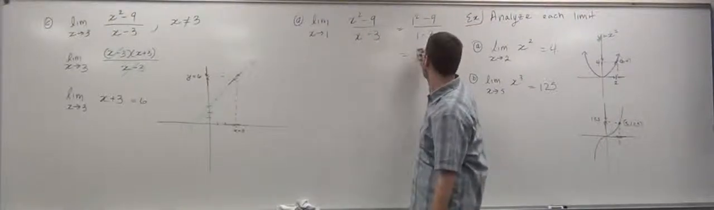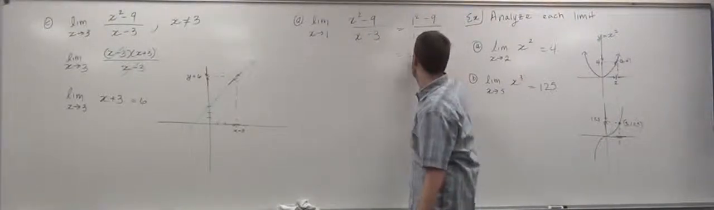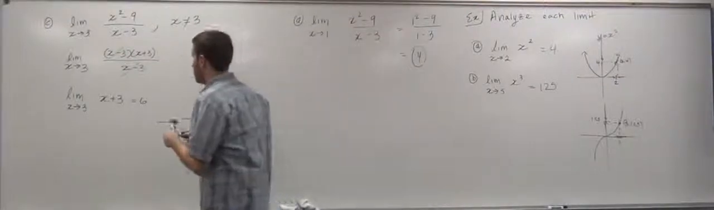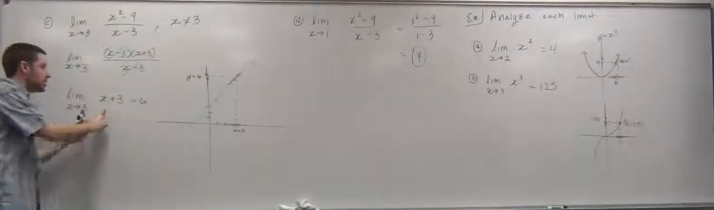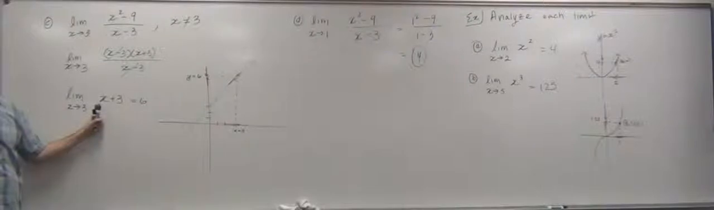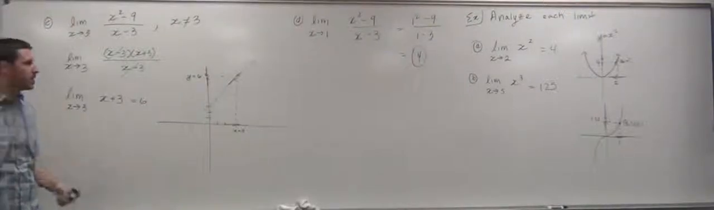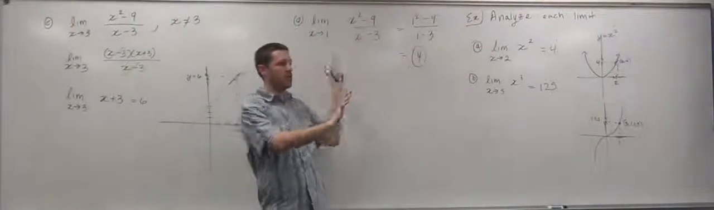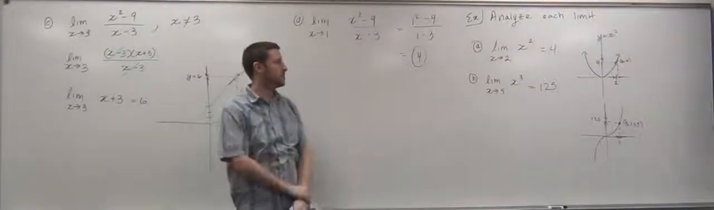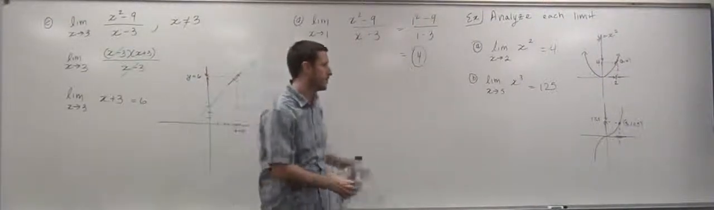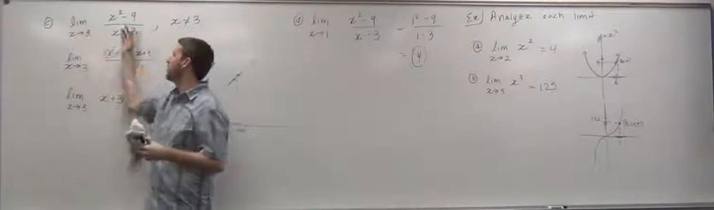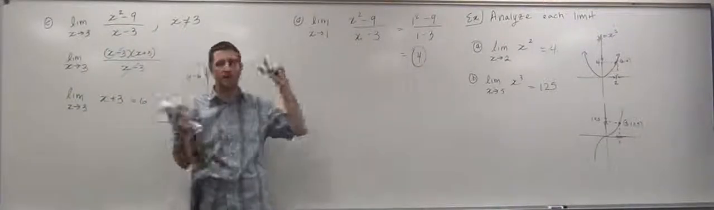4. I could do it this way too and just plug in 1 at the end. 1 plus 3 is 4. Get the same thing. Right? But because there's no problem at 1, I can do my limit by just plugging in. If there were a problem, then you'd have to try to simplify first or turn to your table.